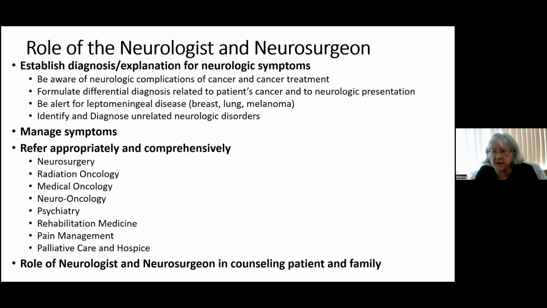To be an effective oncologic neurosurgeon, it's very important that you be aware of the neurologic complications of that patient's cancer and that patient's cancer therapy, be able to form a diagnosis and explain the neurologic presentation, be alert for leptomeningeal disease because that may change your recommendation for neurosurgical approaches, and also be able to identify and diagnose unrelated neurologic disorders to avoid unnecessary surgical procedures and so on.